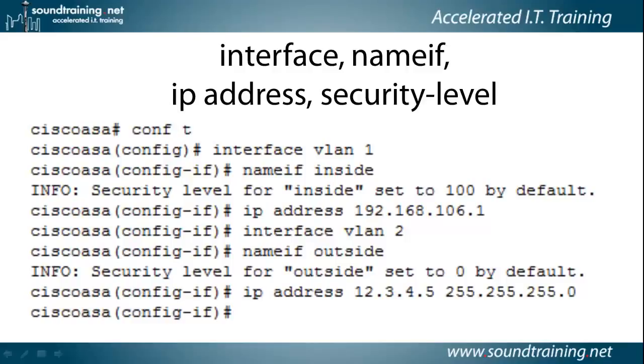We're going to use the nameif command to give it the name inside. As soon as we do that, the appliance automatically associates the security level 100 with the interface. It does that by default. You can change it if you want to, but typically you wouldn't. Then we give it the IP address of 192.168.106.1.